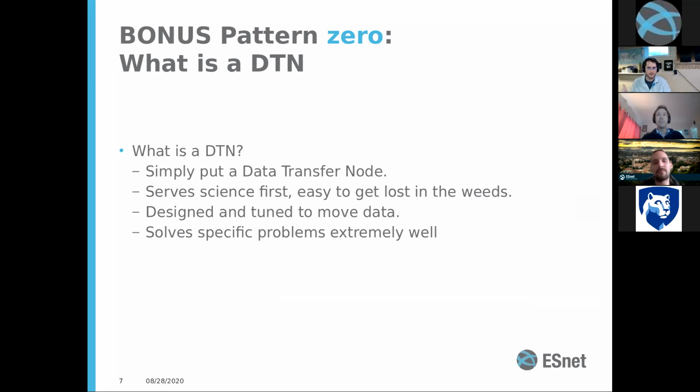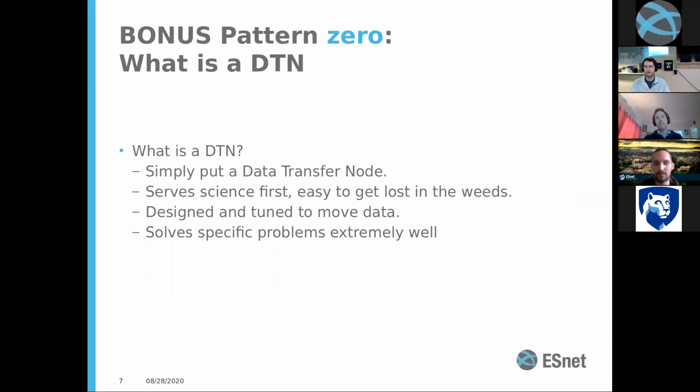It simply put is a data transfer node. We often get off into the weeds. We're always worried about making it go as fast as possible or tuning that last little bit of IO out of it. We often also forget, I personally do, that the purpose of the DTN is to serve science first. It's very easy to get lost in the weeds, in file systems or RAID controllers or no RAID controllers or whatever we're trying to get done, and get away from the core mission.